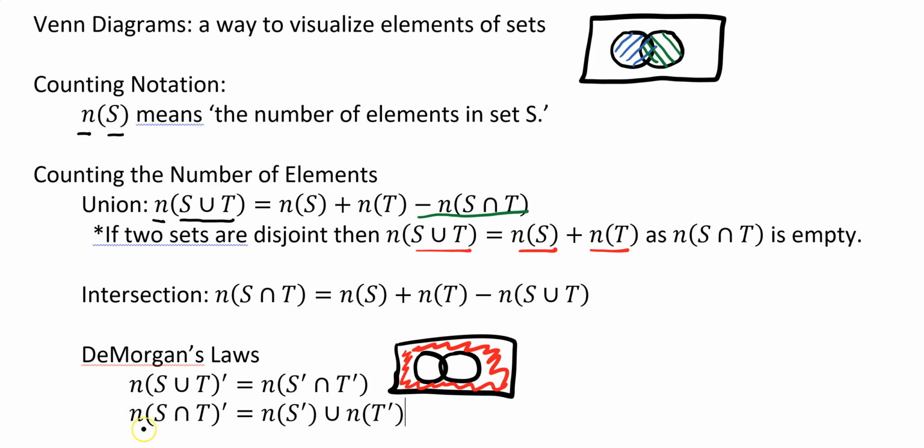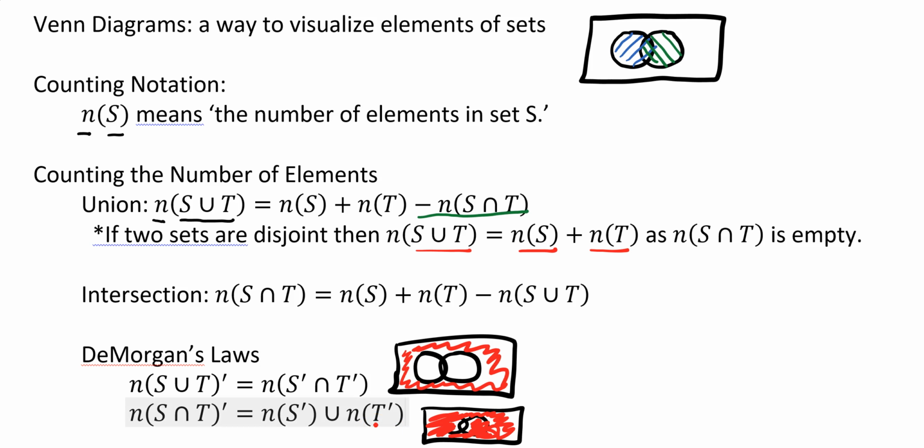With the following one, the number in S intersect T complement, we now are looking at everything outside the intersection of S and T. Now S and T intersecting is right there in the middle, so we're looking at everything else. And DeMorgan's laws say that the complement of S intersect T is equal to the number in the complement of S union the number in the complement of T.